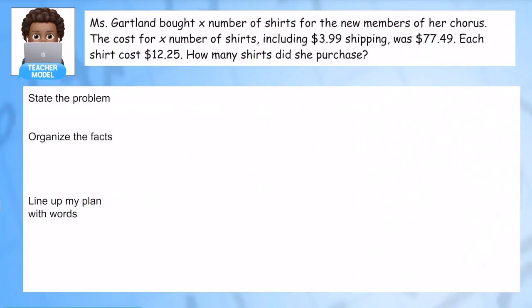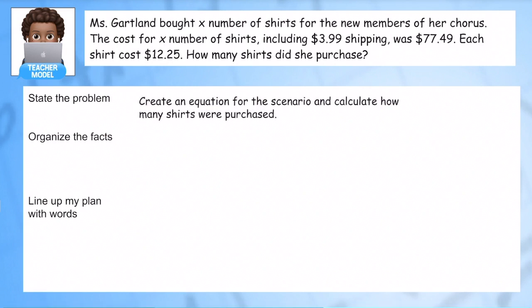Here's our first problem. Miss Garland bought X number of shirts for the new members of the chorus. The cost for X number of shirts, including $3.99 shipping, was $77.49. Each shirt cost $12.25. How many shirts did she purchase? So they're basically asking us to create an equation for this scenario and calculate how many shirts were purchased. That's basically it. We want to figure out what the X is.